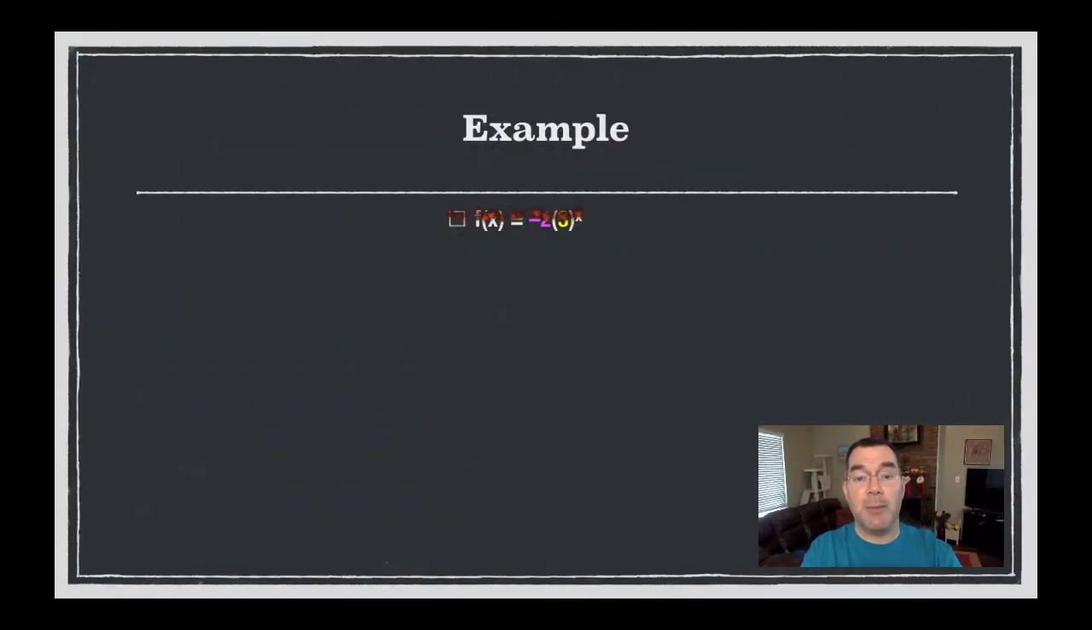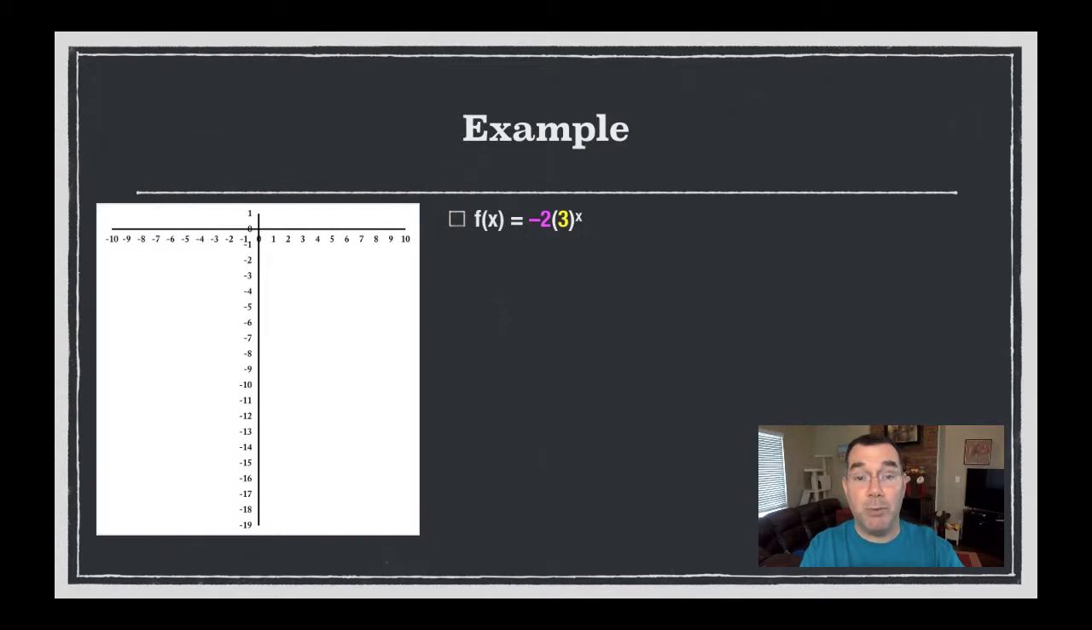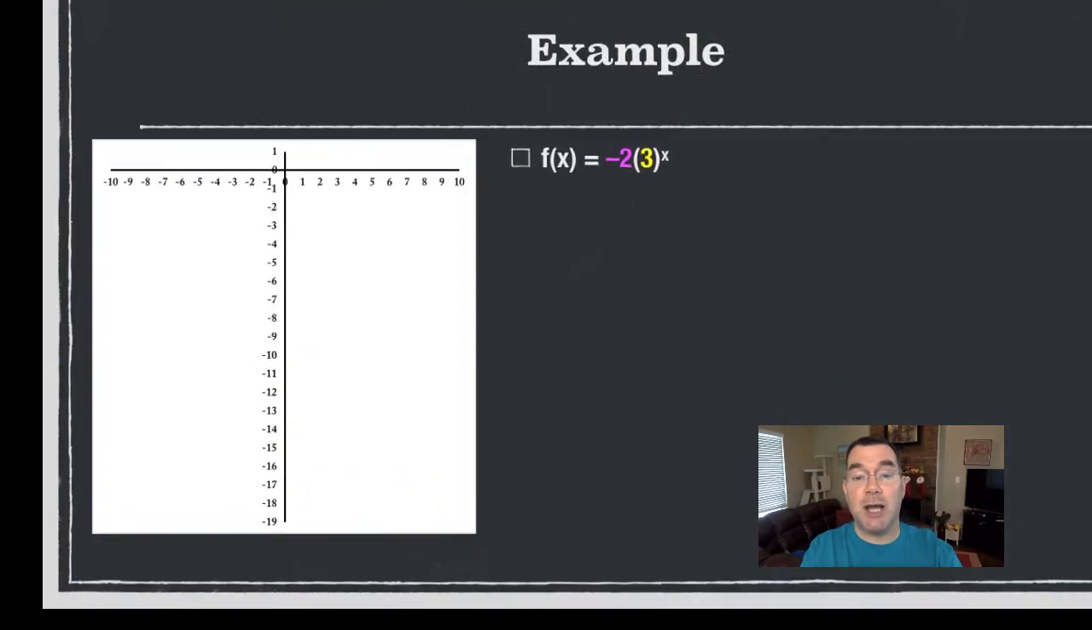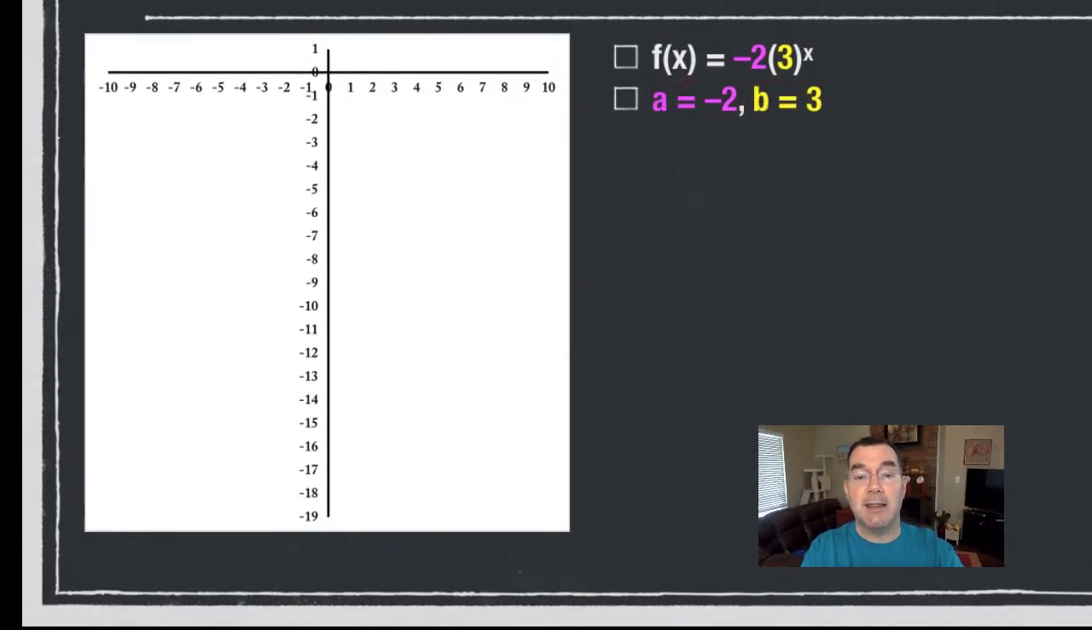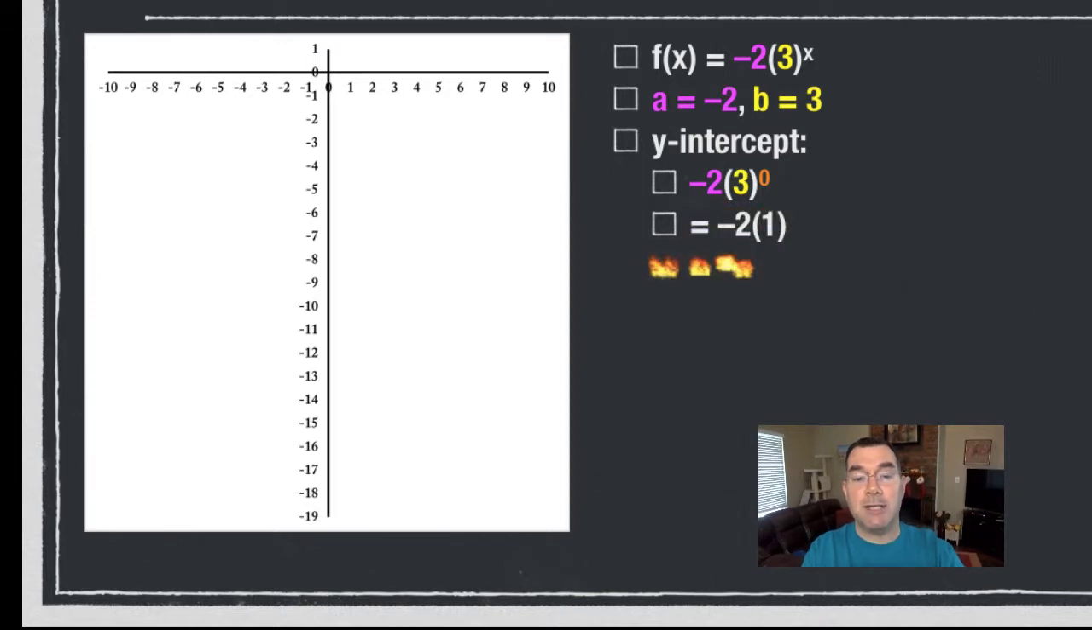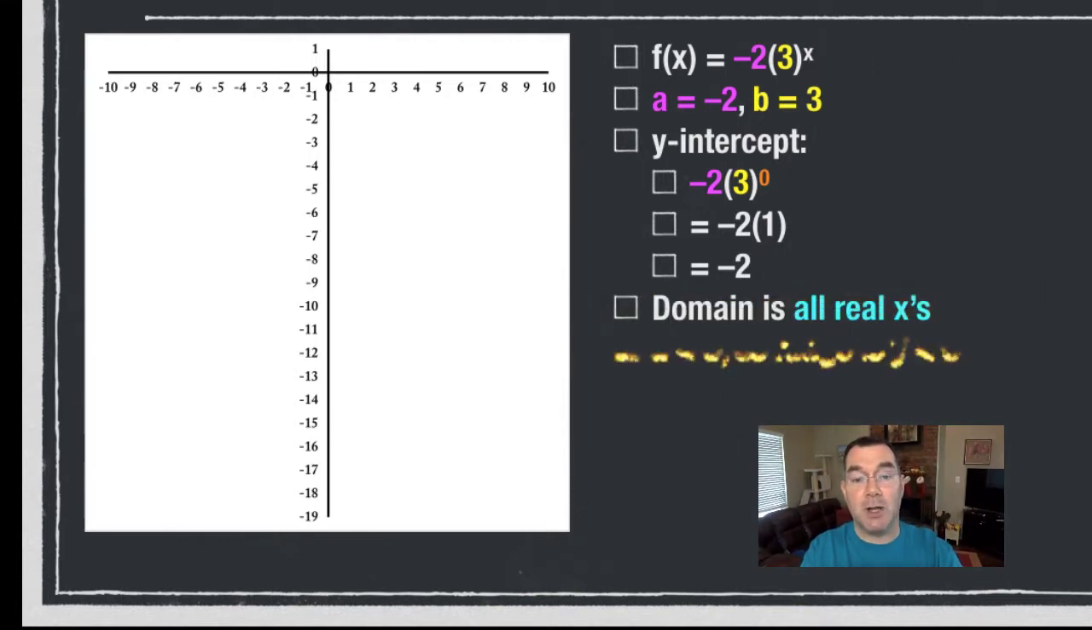Now here's an example. I'm actually going to go through the whole thing and graph it with you. If I have f of x equals negative 2 times 3 to the x, then my a value is negative 2 and my b value is 3. The y-intercept is going to be what that's worth when x equals 0. So I will replace x with 0. 3 to the 0 is 1, and 1 times negative 2 is negative 2. So that's my y-intercept.